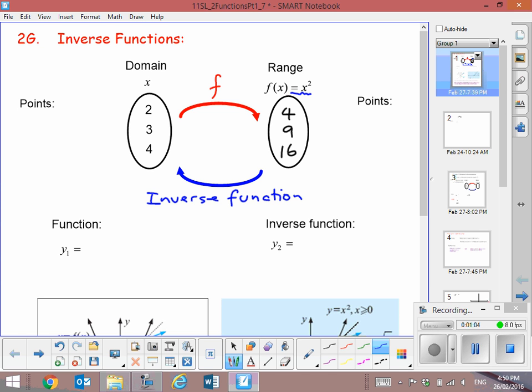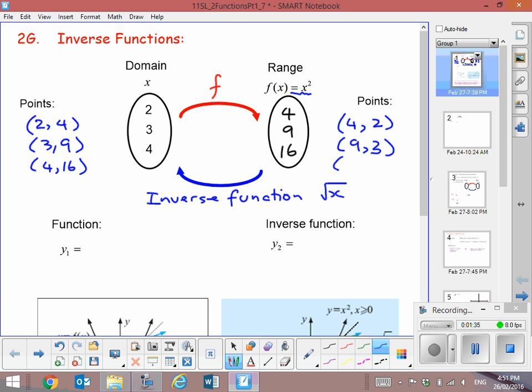Hopefully you've already realised or thought about it. We're taking the square root of x. So our initial points for our function were 2, 4, 3, 9, 4, 16. So now the points for our inverse function are 4, 2. In other words, if we start with a 4, we end up with a 2. If we start with a 9, we're going to end up with a 3. Start with a 16, we'll end up with a 4.